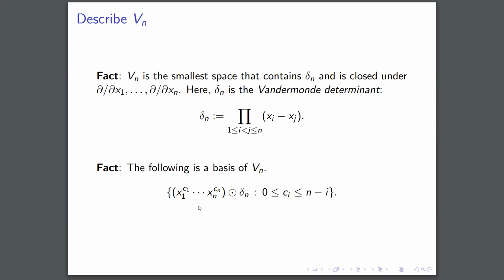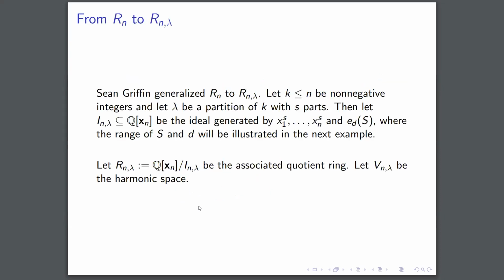Now we have studied Rn and Vn. Sean Griffin, the speaker who just gave a wonderful talk, generalized Rn to Rn lambda. So we have a few more variables here. First, we find a k that's at most n. And we find lambda, which is a partition of k. And we let s be the number of parts in lambda.